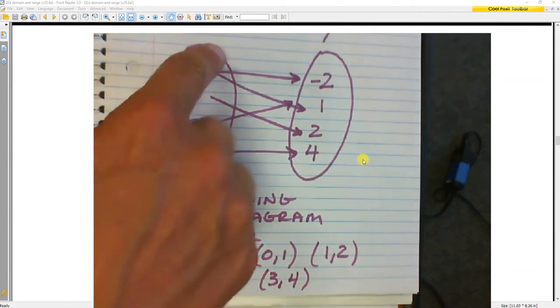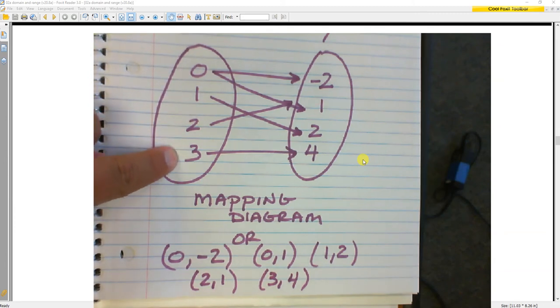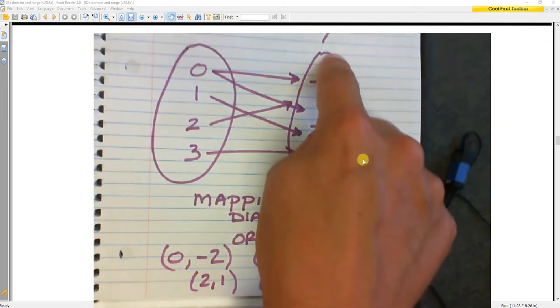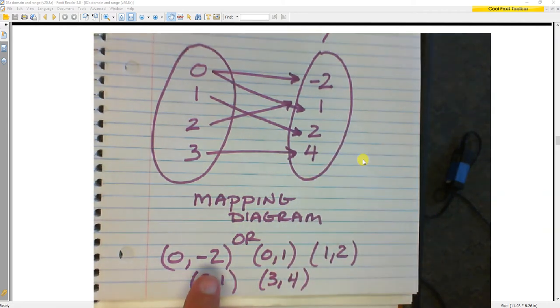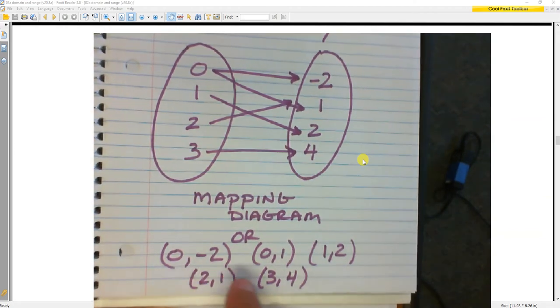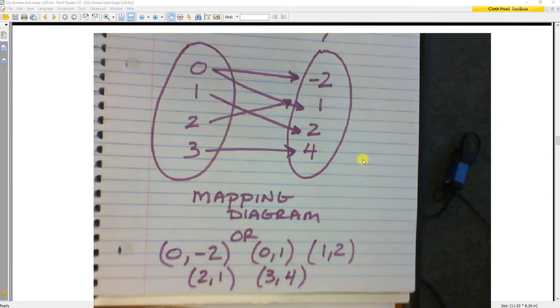So right here, what is the domain? The domain is 0, 1, 2, 3. Down here, what is the domain? The domain is 0, 0 again, 1, 2, 3. Over here, what is the range? The outs: negative 2, 1, 2, and 4. Down here, what is the range of the outs? Negative 2, 1, 2, 1, and 4. So I've got my domain and my range. I can show it either way. Usually we show it as points. That's more common than mapping diagrams.